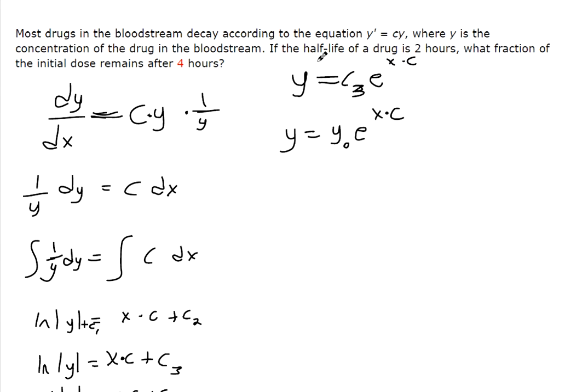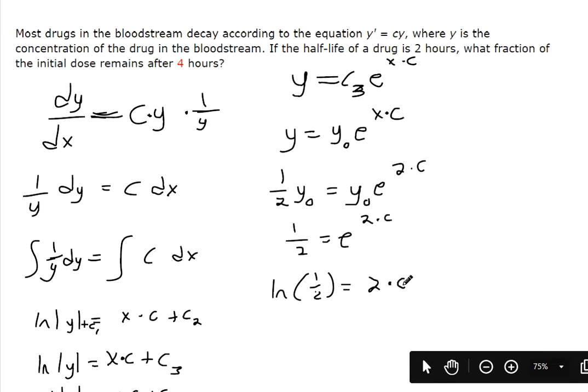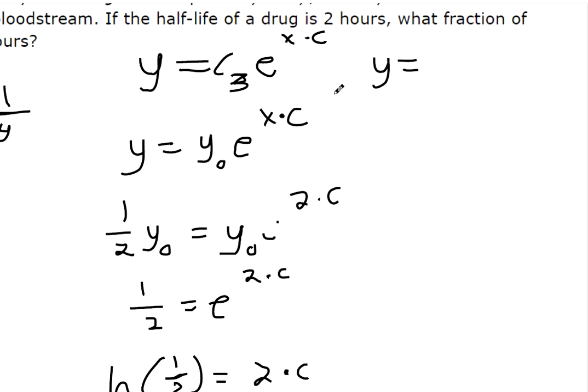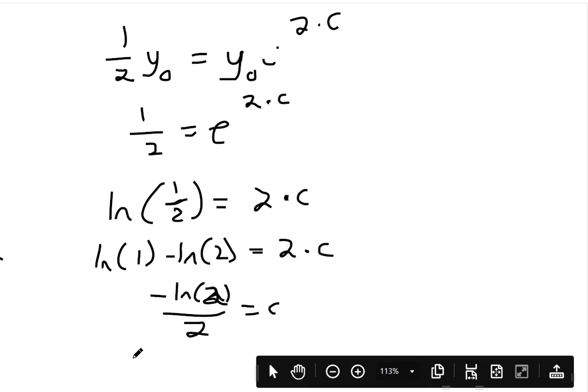It helps us because this next part says the half-life of the drug is 2 hours. So when you have half of the initial amount, you've gone 2 hours. So I'm plugging in 2 for x, which was my time variable. Now if you divide both sides by y sub 0, you get 1/2. Then use a natural log on both sides. So that's natural log 1 minus natural log 2 equals 2 times c. Natural log of 1, what power do you raise e to make it equal 1? Well, that would be 0, so this is just negative natural log 2, over 2, equals c. There we go.